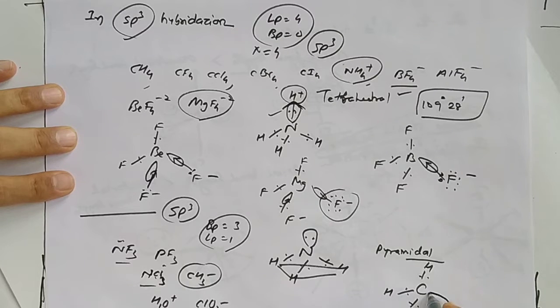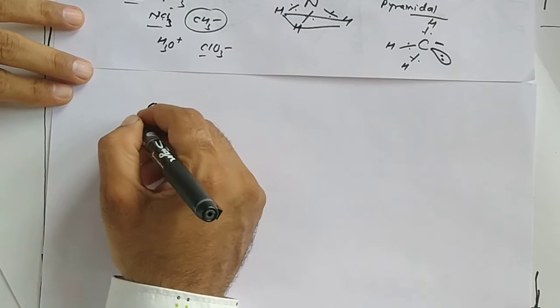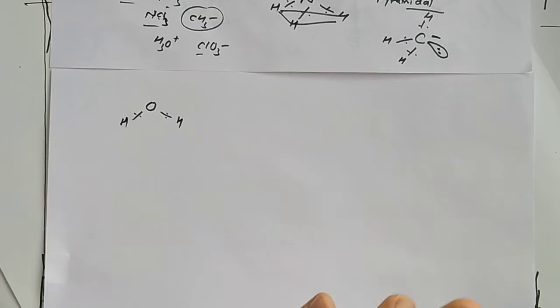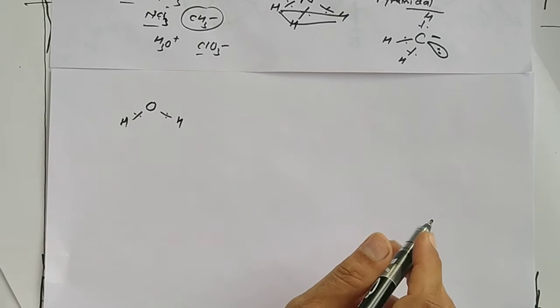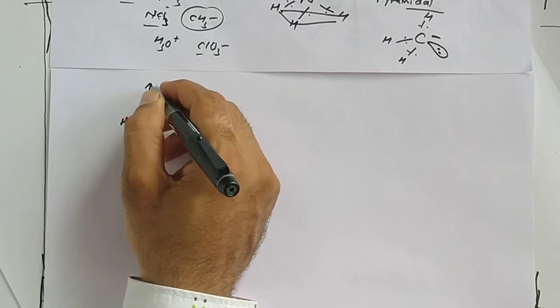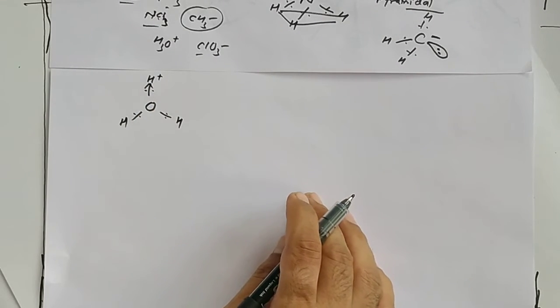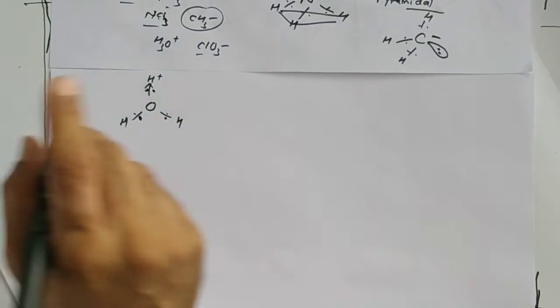And 1 electron is remaining. After gaining 1, it is minus, CH3 minus. So 3 bonding pairs, 1 lone pair. Understood? Now, in H3O plus, oxygen has 6 electrons. Out of 6, 2 are used, and the remaining are 4. So 2 electrons are donated to the H plus. So in H3O plus, now 1, 2, 3 and 4 of oxygen are used. Remaining 2.